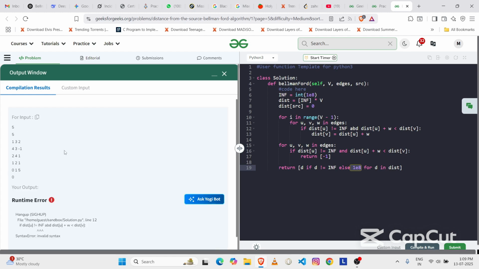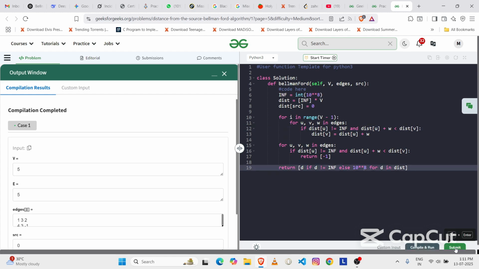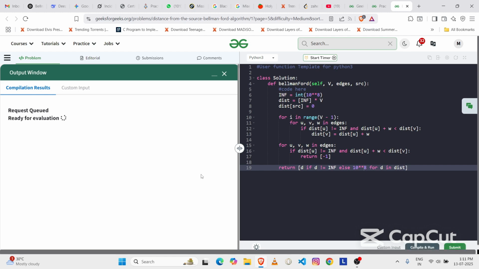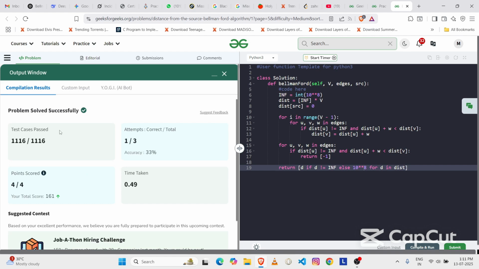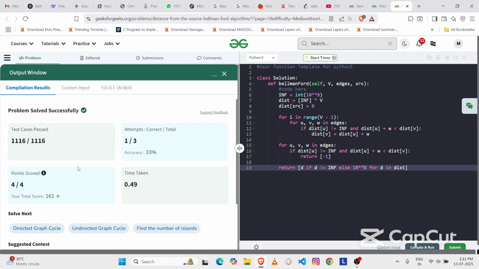As you can see, our case 1, what the hell, where I typed abd, oh here, sorry for that. Let's compile it again. Let's run the code and hope that it works. And as you can see, we are getting every case compiled here.